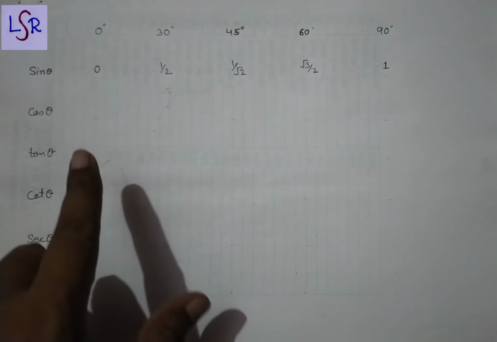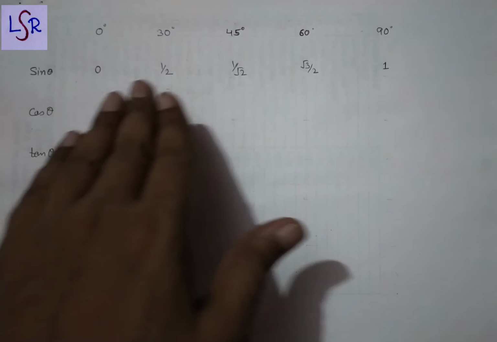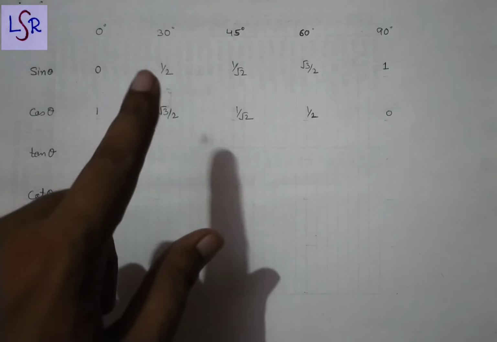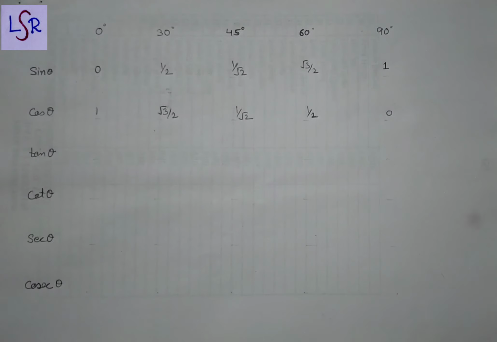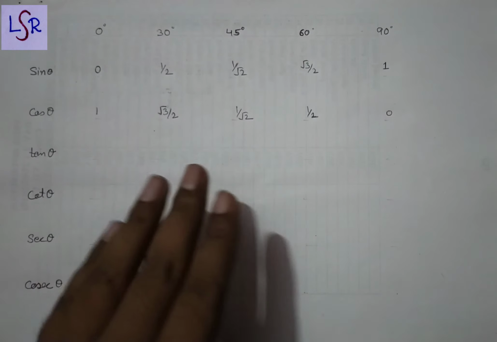Now the values for cos theta are just the opposite of those of sin theta. For sin theta it starts from 0 to 1, and in case of cos theta it starts from 1 to 0. Here it is 0, 1 by 2, 1 by root 2, root 3 by 2 and 1, and in case of cos theta it is 1, root 3 by 2, 1 by root 2, 1 by 2 and then 0.